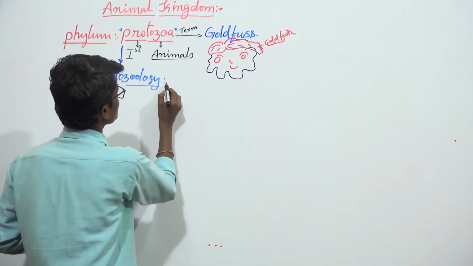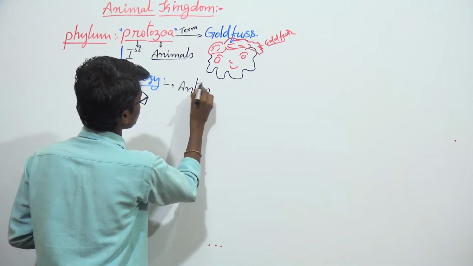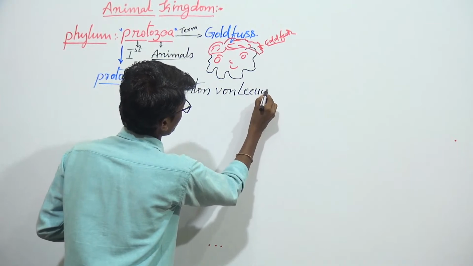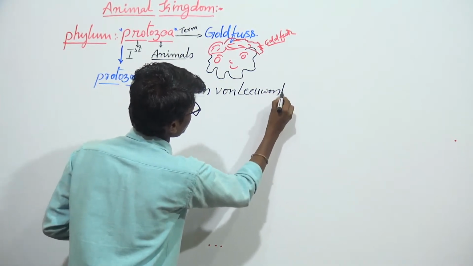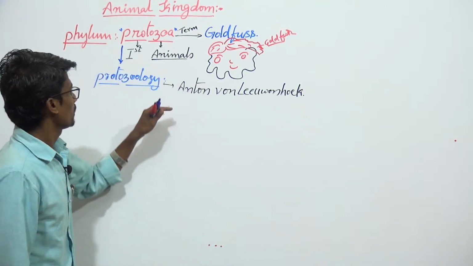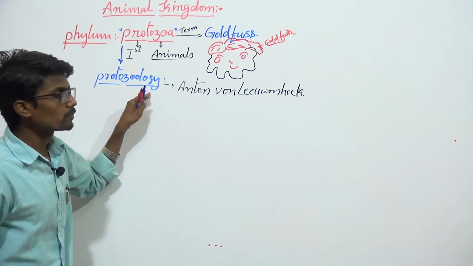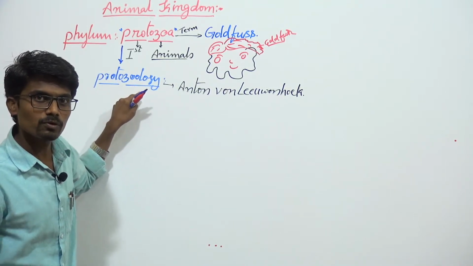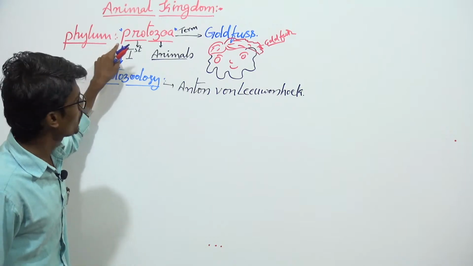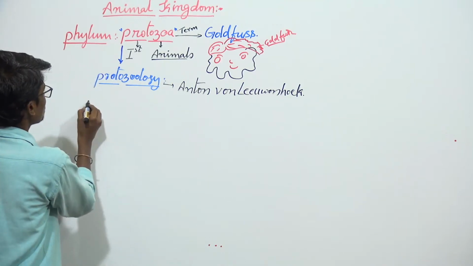His name is Anton Leeuwenhoek. He is a scientist. He is the father of protozoology. What is protozoology? The branch of science which deals with protozoa.